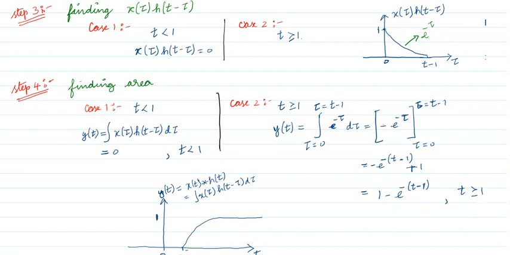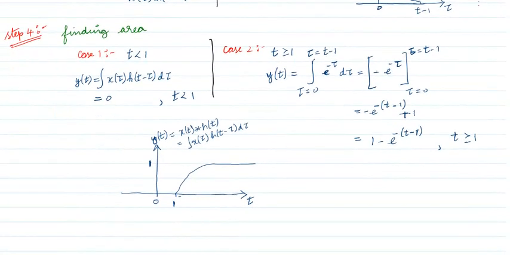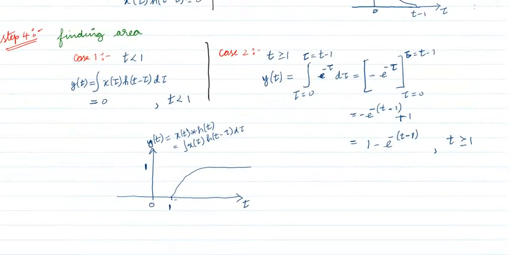Now we have to plot. So what is the output? This is the output, y of t, which is nothing but the convolution of x of t and h of t. I have written the convolution expression, right? For t less than 1 it is 0, we don't have any signal. For t greater than 1, what do you have to do? You put t as 1: e power minus (1 minus 1) is e power 0, which is 1, so 1 minus 1 is 0. At t equal to 1 it is 0, right?